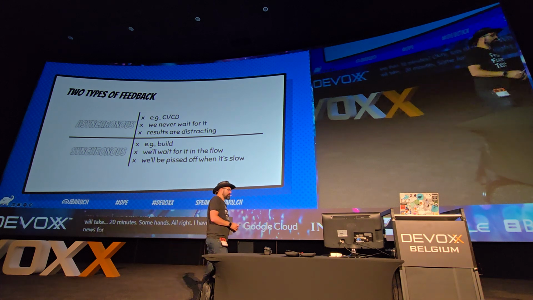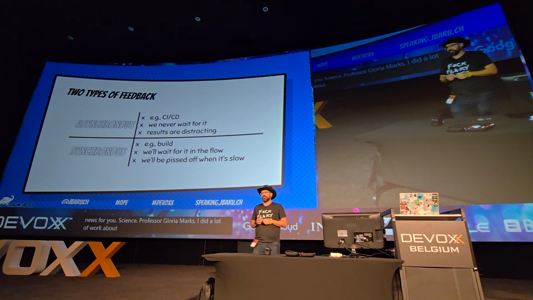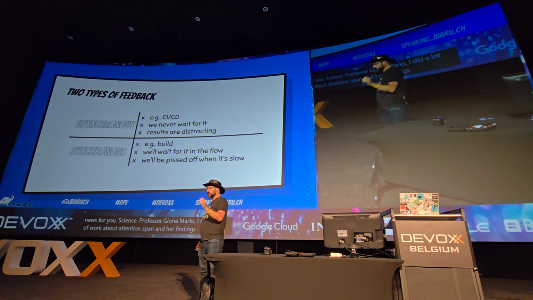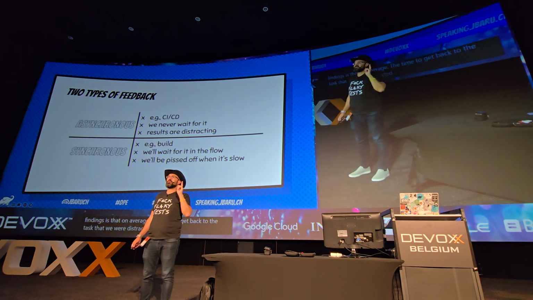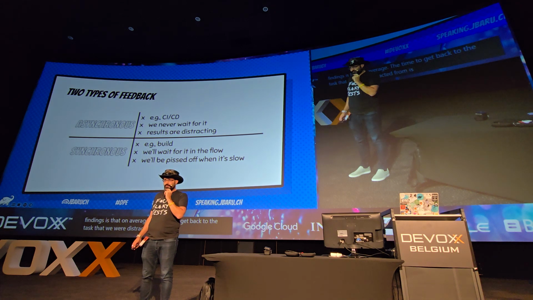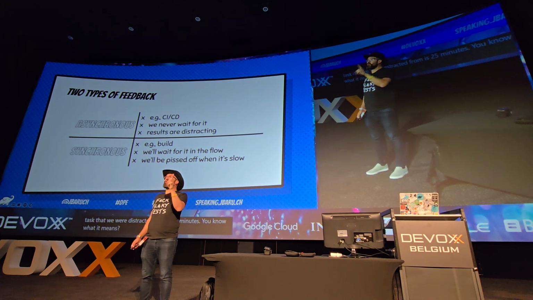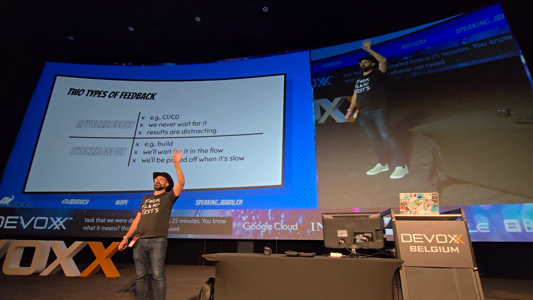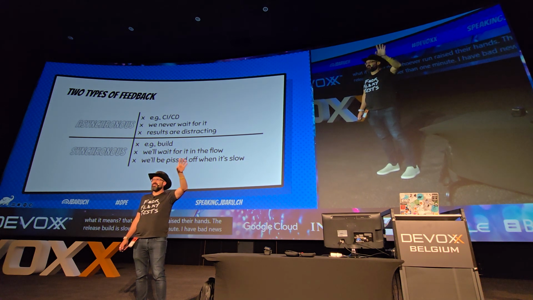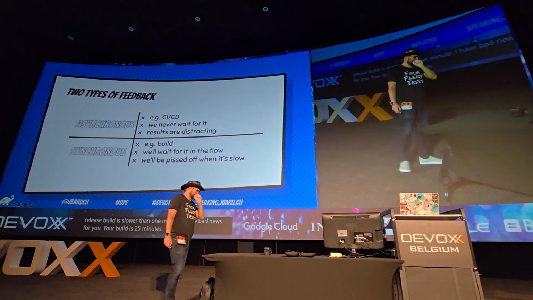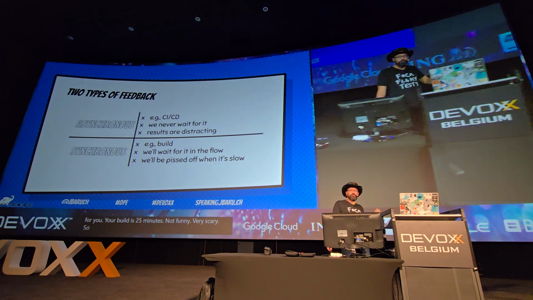Science. Professor Gloria Mark did a lot of work on attention span, and her finding is that on average, the time to get back to the task that we were distracted from is 25 minutes. You know what that means? Whoever raised their hands that their build is slower than 1 minute, I have bad news for you. Your build is 25 minutes. Not funny. Very scary. So yeah, build should be extremely fast.